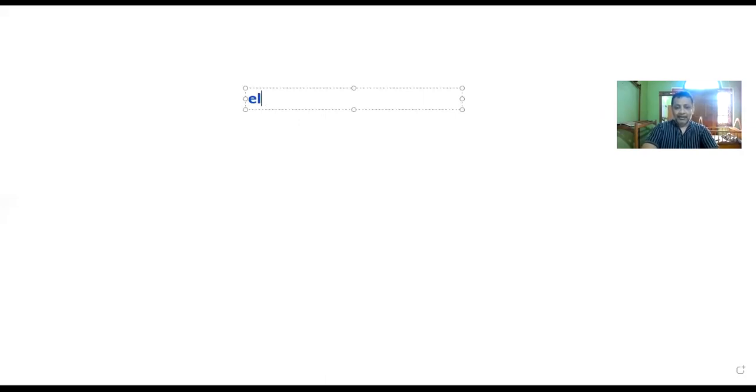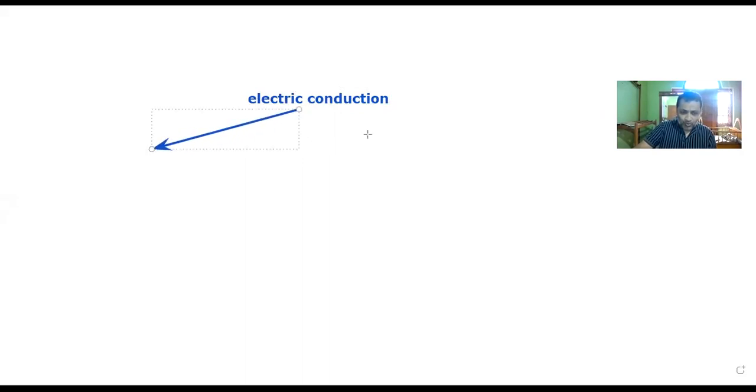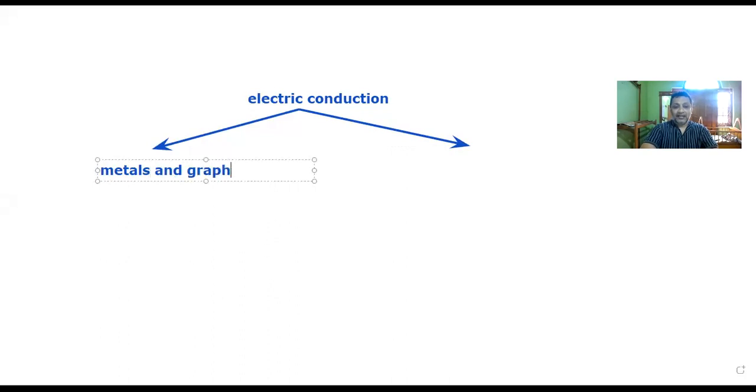Electricity is conducted by two types of material. Elements: some elements conduct electricity, especially metals and graphite. They conduct electricity.